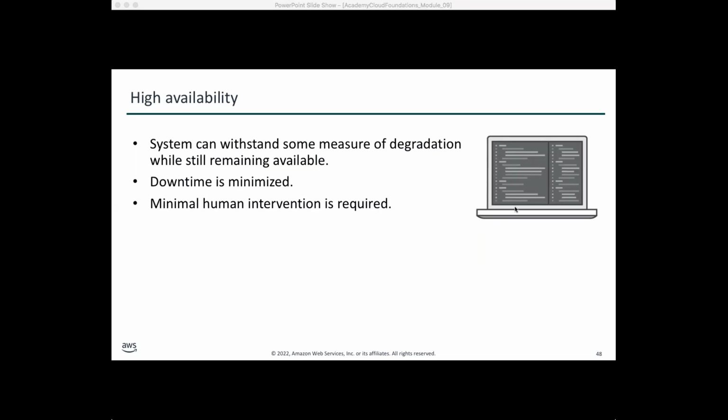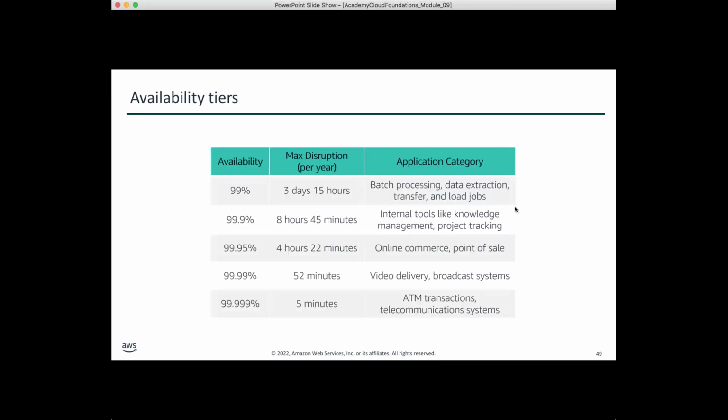We can say that the system is highly available. Now, availability tiers. The requirements vary, right? You can see in this slide here.